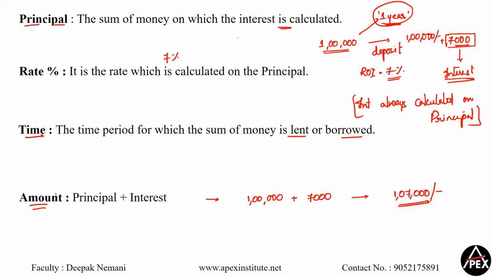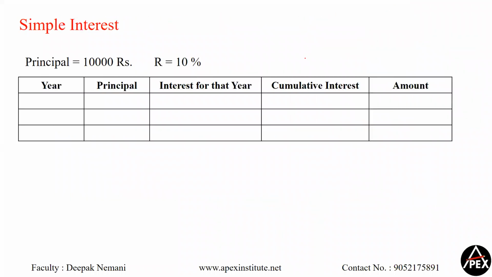So we have two types of interest: simple interest and compound interest. Okay. So which is easy with respect to your exam? Simple interest is easier or compound interest is easier? Simple interest, isn't it? Simple interest. Okay. Then let's understand the concept of simple interest. Let's understand quickly.